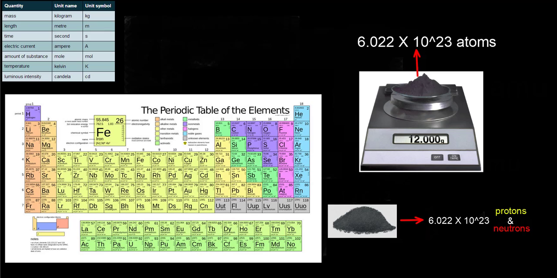It doesn't seem like this is the case because, look, it's black. That's black carbon sitting right there. But no, remember, that's literally just a pile of protons, neutrons, and electrons. That's what all substances are.